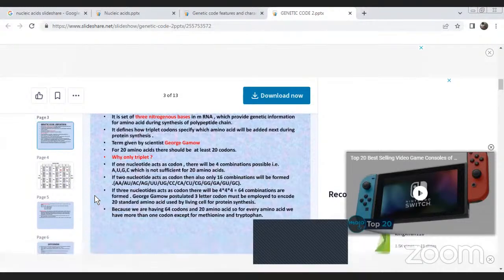If only one nucleotide acts as the codon, there will be 4 combinations possible, that is A, U, G, C, which is not sufficient for the 20 amino acids. If two nucleotides act as the codon, only 16 combinations will be formed. If three nucleotides act as the codon, there will be 64.